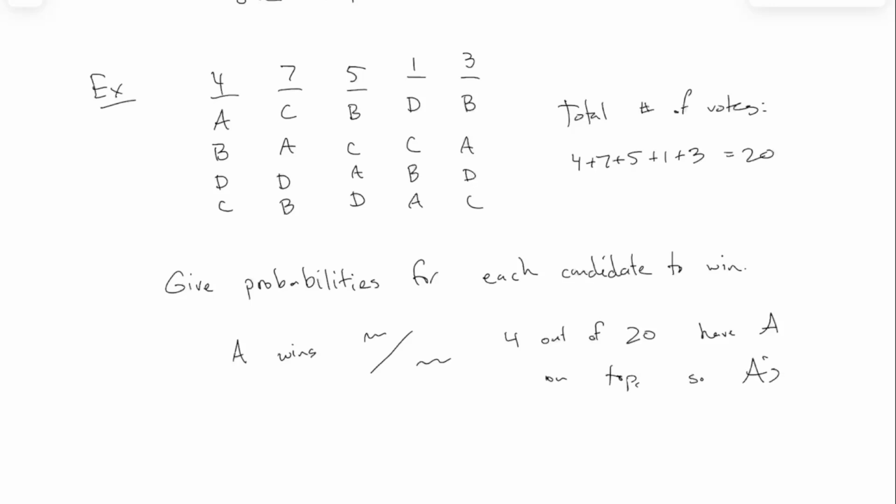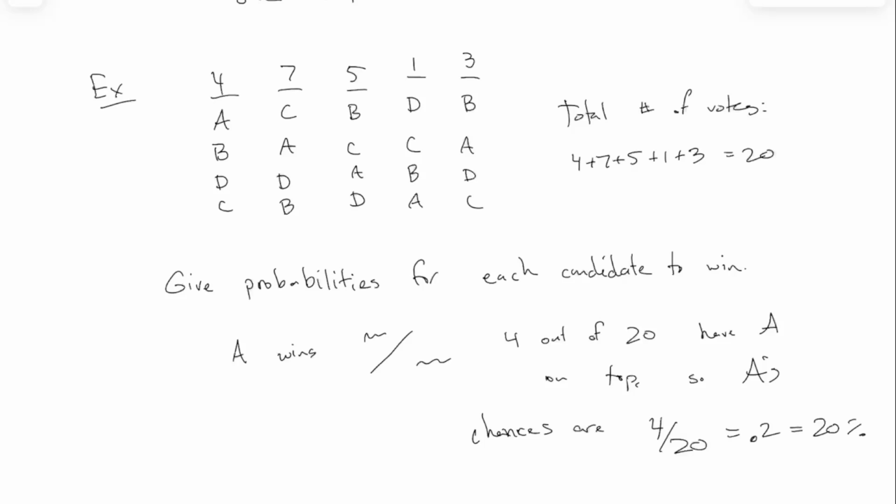So A's chances are 4 out of 20, like that. All right? And if you like to write things as percentages, you can plug that into your calculator. You do 4 divided by 20. You get, I did this ahead of time, 0.2, otherwise known as 20%. All right?